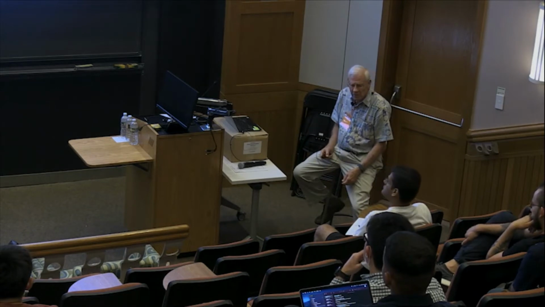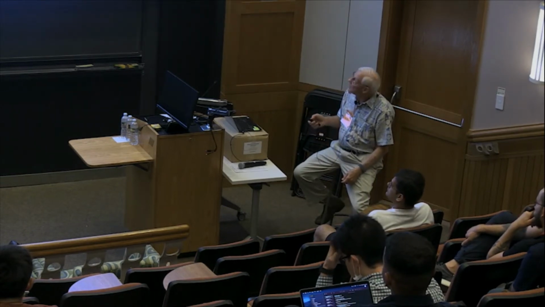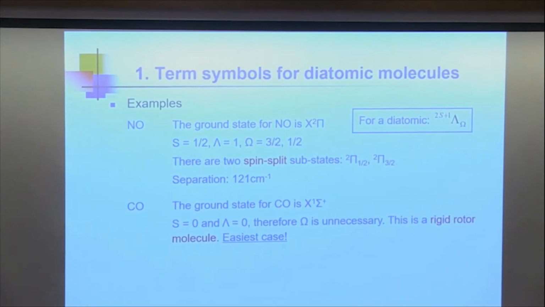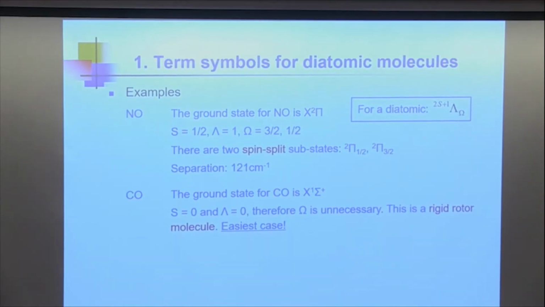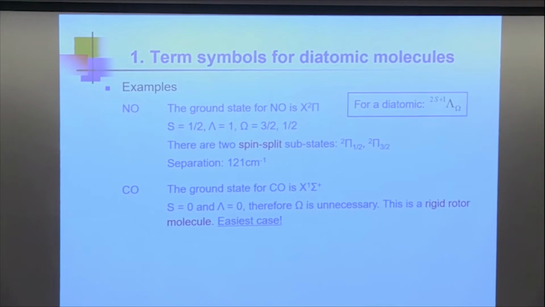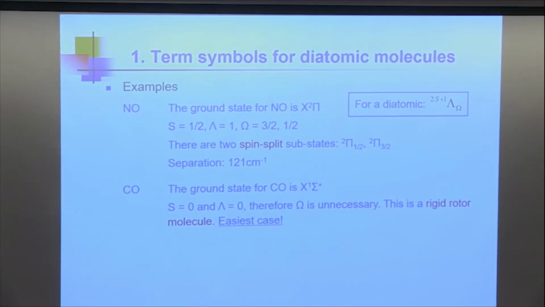Carbon monoxide, another important species. Carbon monoxide is an X1 sigma plus. Don't worry about the plus. X tells me it's the ground state. The 1 tells me that there's no spin. The sigma tells me there's no orbital angular momentum. Therefore, I don't even have to worry about the electrons anymore because there's no contribution from them. So that turns out to be the simplest case. It's great when you have an X1 sigma.